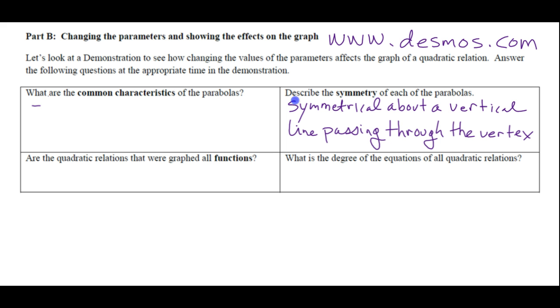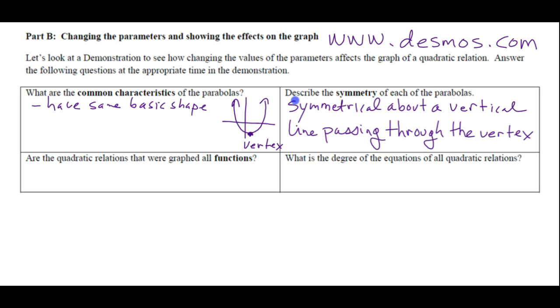What are the common characteristics? They have the same basic shape. Okay, and let's just sketch one out. They have a point here that's called the vertex. Okay, so it's where they turn around, right? It's going up and then it turns and it's heading back down, or it's coming down and then it turns and it comes back up.